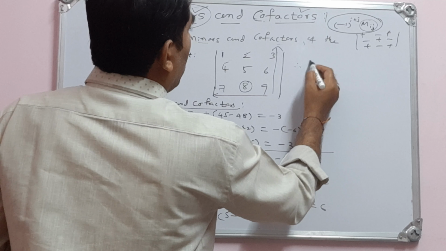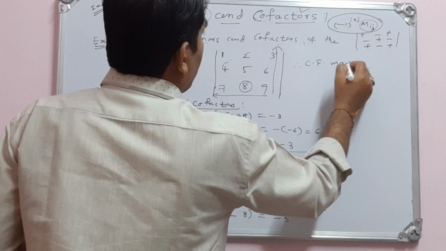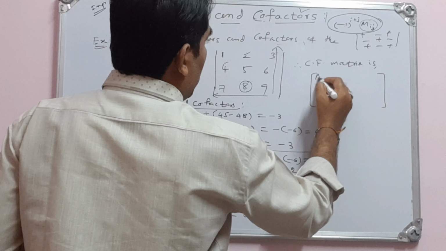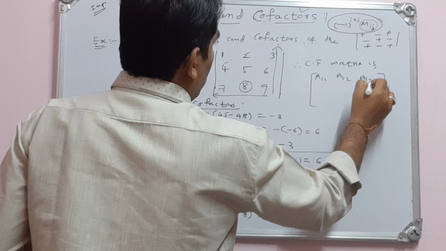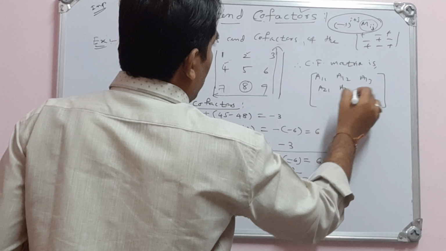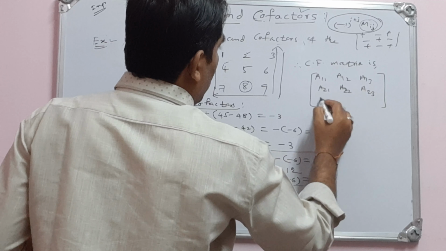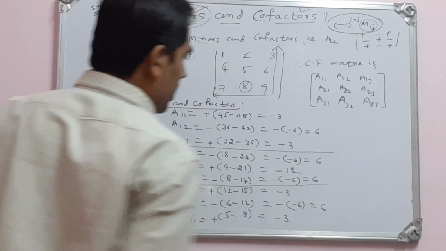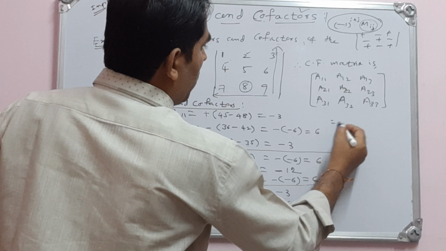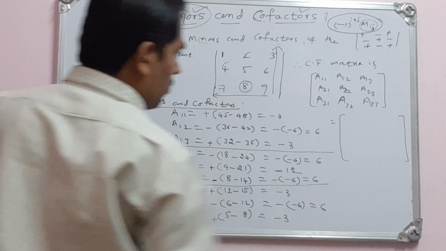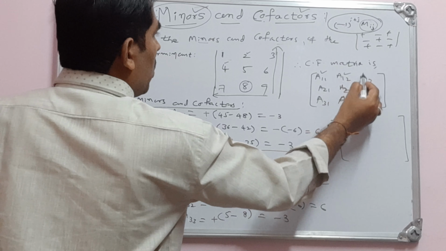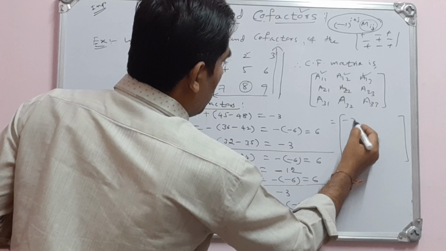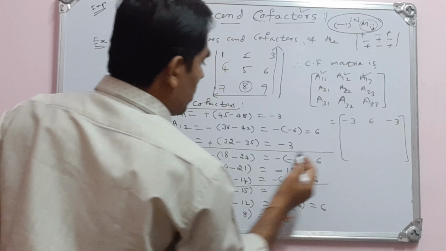Therefore, cofactor matrix is, see I will write the cofactor matrix. So A11, A12, A13, A21, A22, A23, A31, A32, then last element is A33. Okay, let me write this matrix. See here A11, A12, A13. See, write the elements minus 3, 6, minus 3.